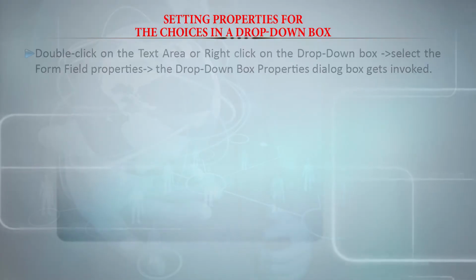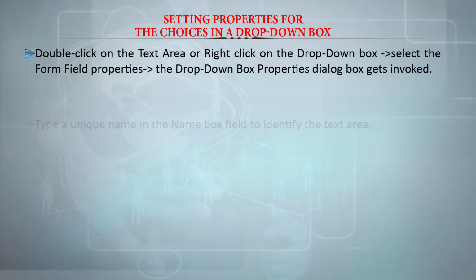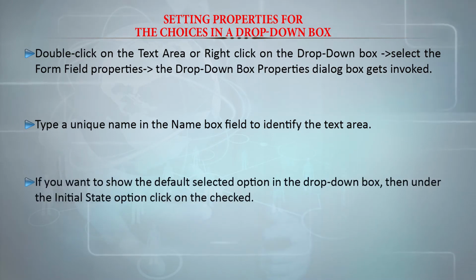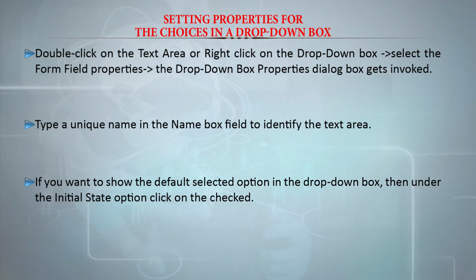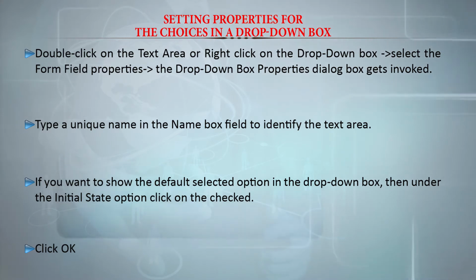Then, as we have done already in the case of checkbox, text area and text box, we should also set the properties for the choices in a drop down box. Double click on the drop down box or right click on it and then select the form field properties. Then the drop down properties dialog box gets invoked. Type a unique name in the name box field to identify the drop down box. If you want to show the default selected option in the drop down box, then under the initial state option, click on the checker and then click on OK. This is how you will be setting the properties for the choices in a drop down box.